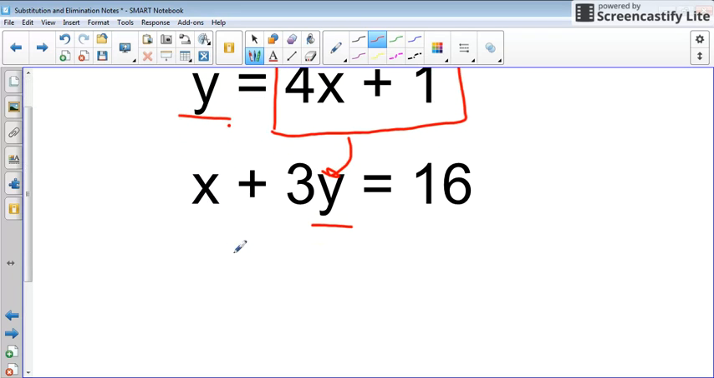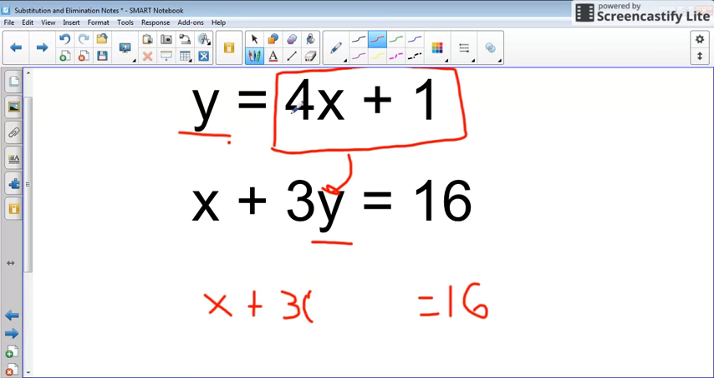The way you want to do this, always just rewrite the equation as it appears, and maybe just leave a blank space where y would have been. In this case, it's going to be a bigger blank space in parentheses, because I was doing 3 times y before. I'm going to do 3 times, not y, but 4x plus 1. I'm substituting 4x plus 1 in for y. And now that I've done this, I actually have to solve the equation.